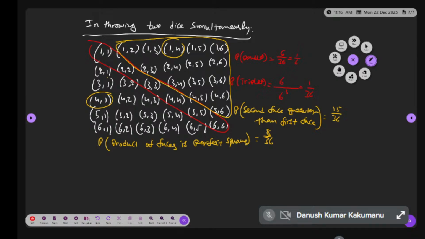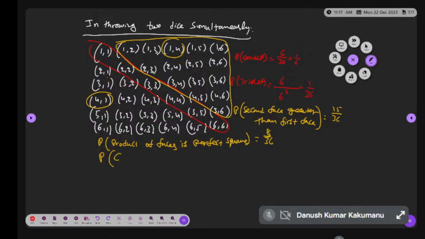Product of the faces is a perfect square. Listen here, there are so many great questions on these 36 events. Please concentrate. That's why maybe some of you ask, what is the need of writing all 36? So many great questions are there on 36. Coming to the next. This is clear now? 8 by 36? Yes, sir. Very good. Next.